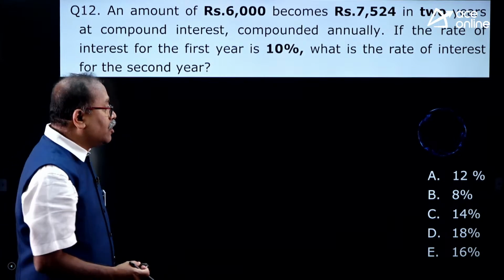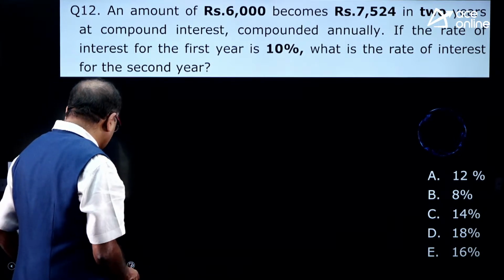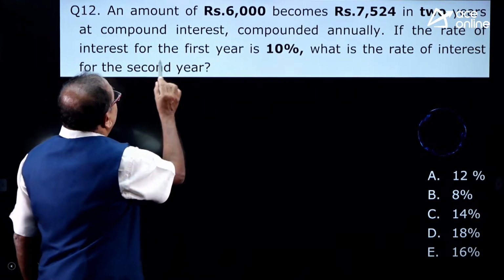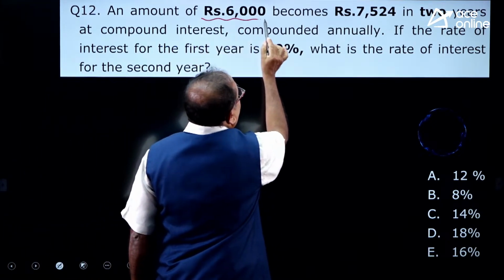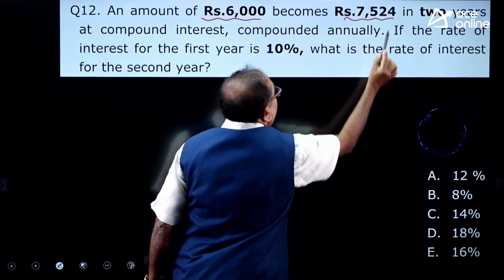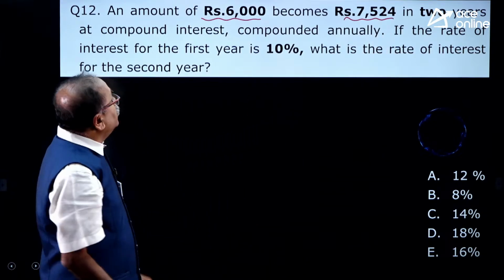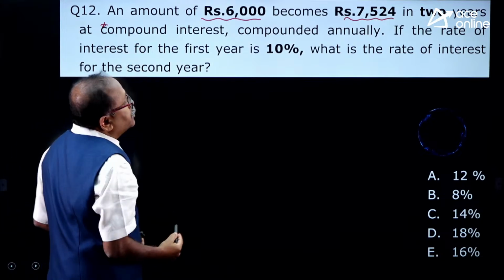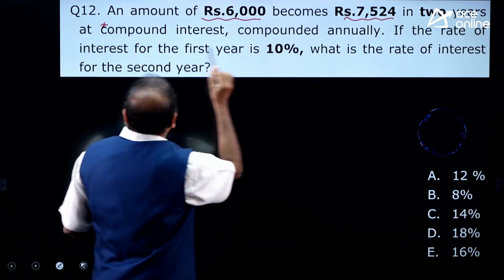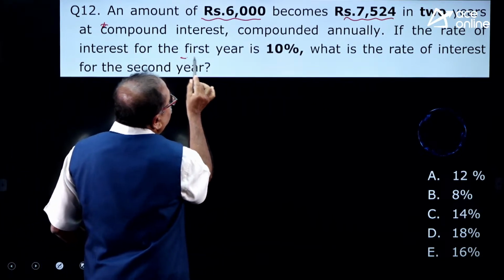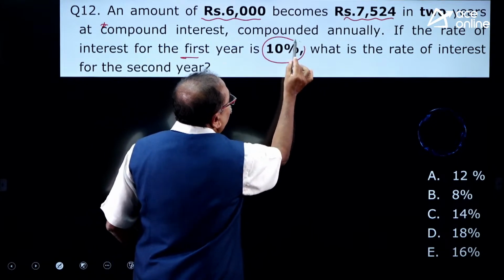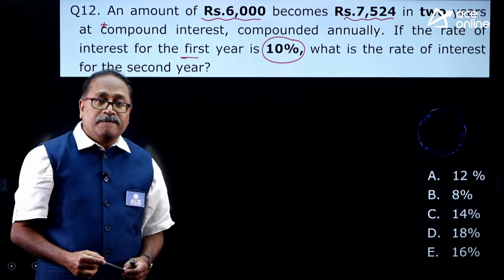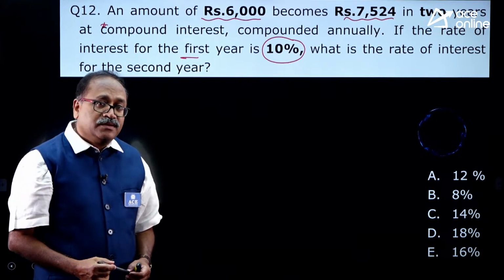Okay, all questions are almost new. Let us check if you can answer this question. An amount of rupees 6,000 becomes rupees 7,524 in 2 years at compound interest annually. If the rate of interest in the first year is 10%, what is the rate of interest in the second year? Can you answer it?